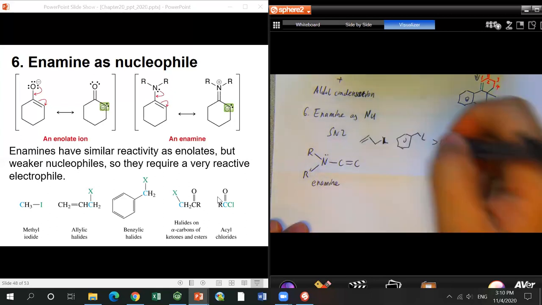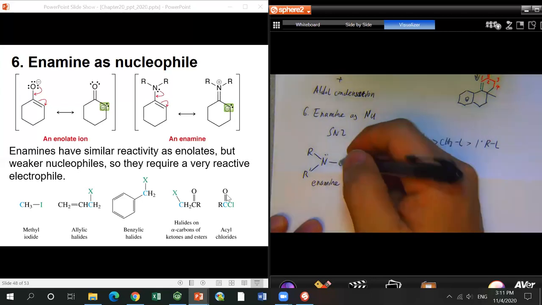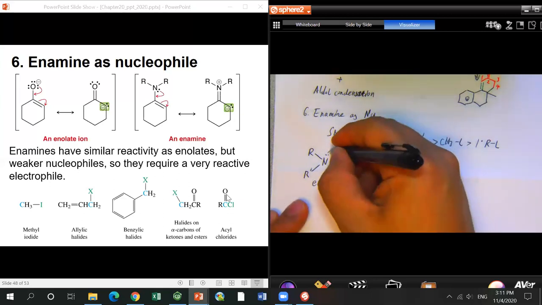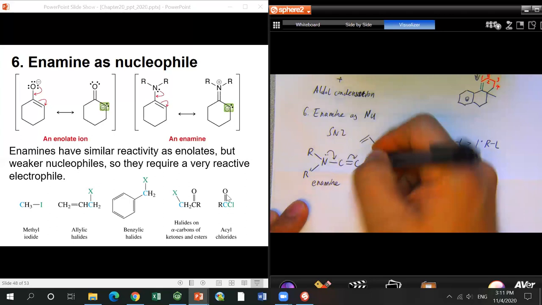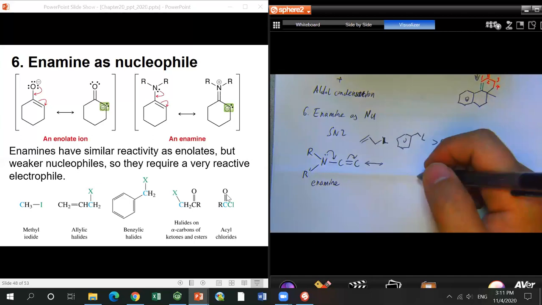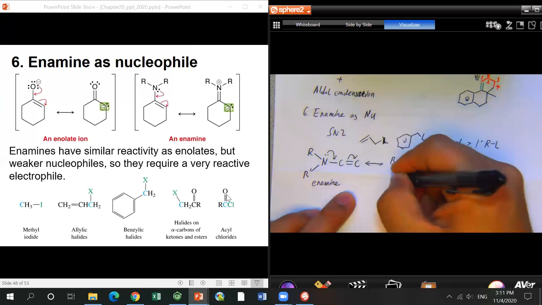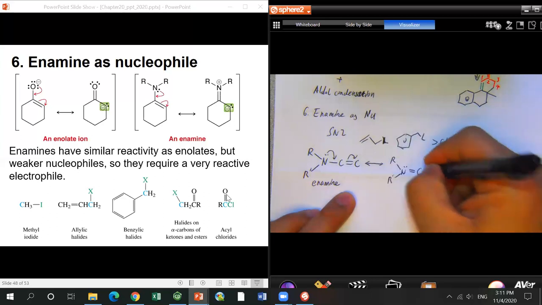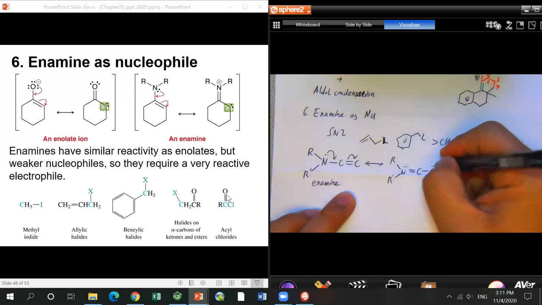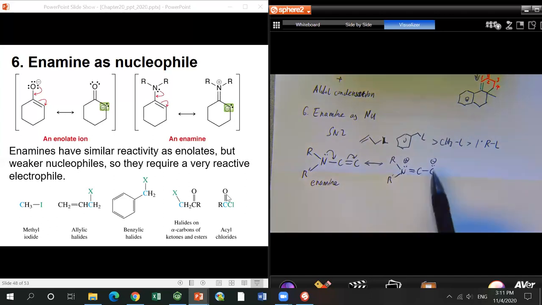This one we learned in chapter 18. What happens here is that the lone pair electrons on the nitrogen can shift here and push electrons twice. So in this case you generate a nucleophilic alpha carbon. That's the real nucleophilic species for the nucleophilic substitution reaction or other nucleophilic reactions.